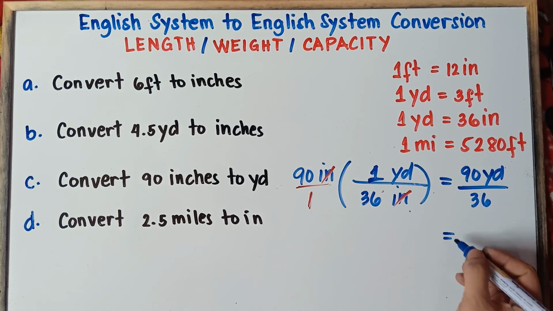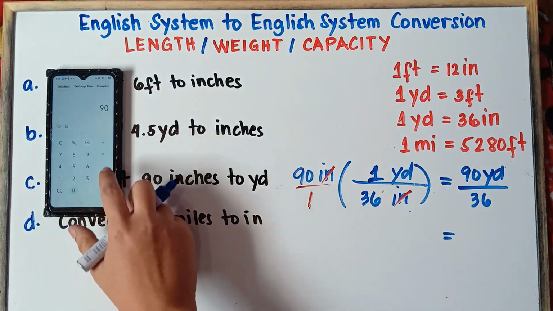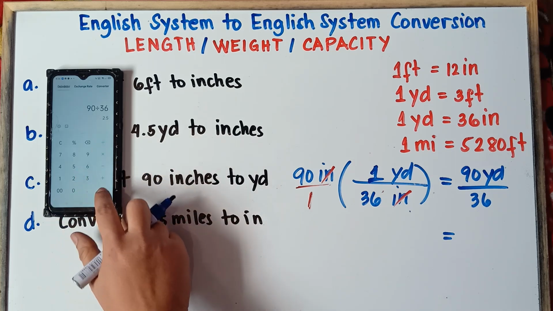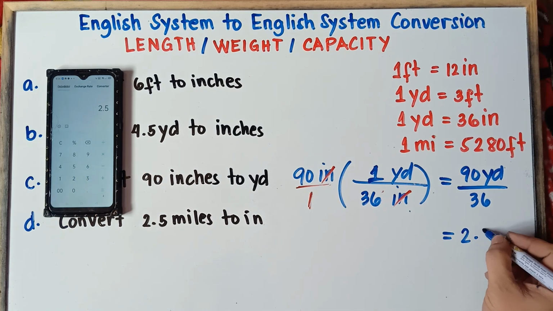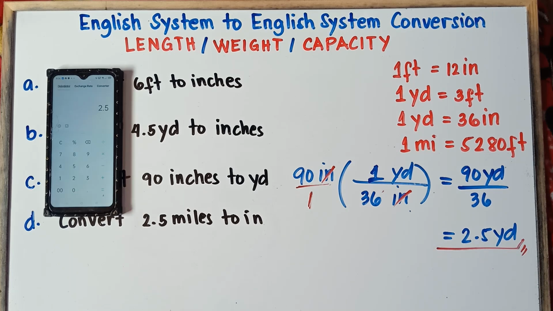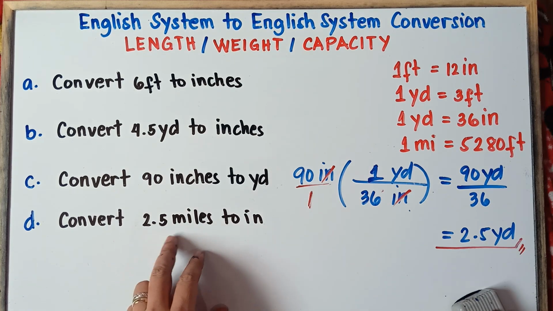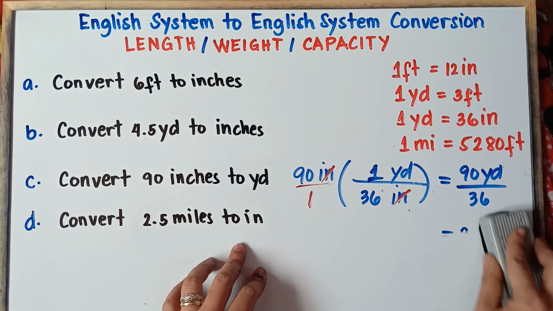And then simply divide. So use your calculator, class. 90 divide 36. The answer is 2.5. And do not forget the units, yards. That's it, class. All set for example number 3. 2.5 yards. Alright, so let's proceed now to letter D. Convert 2.5 miles to inches.